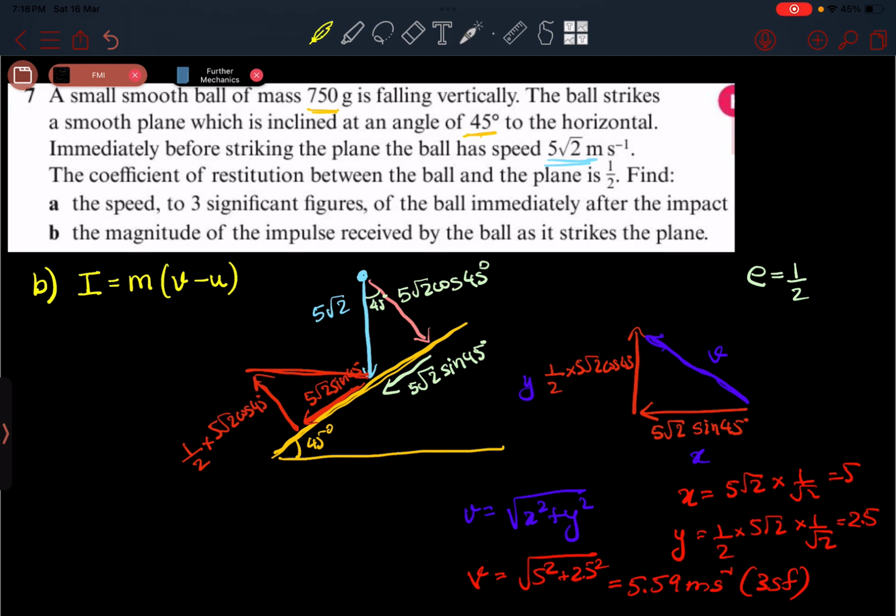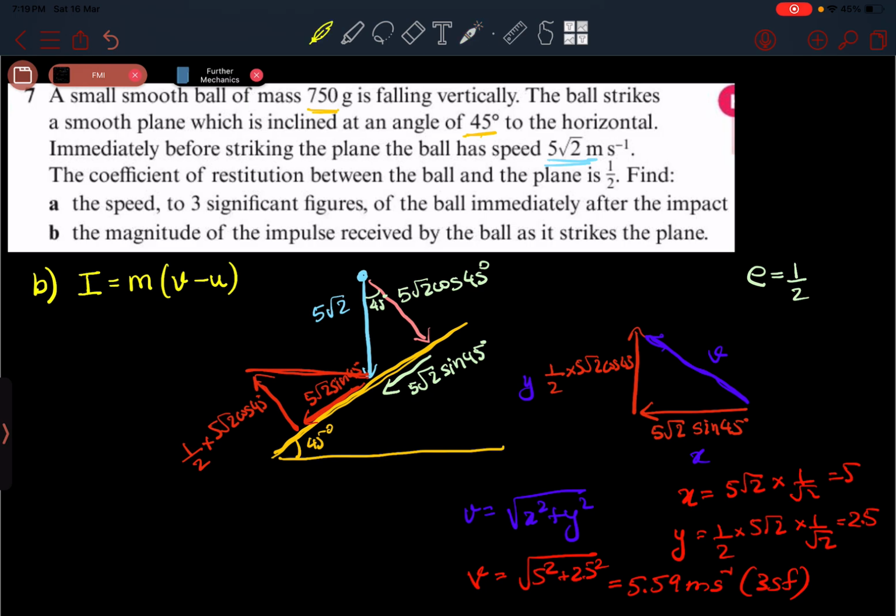It is very tempting to do 0.75, my v would be 5.59, u would be the initial velocity, which is 5 root 2, and then do this. But please do not do that. That is wrong. The reason is impact, or the impulse, is always considered perpendicular to the surface.